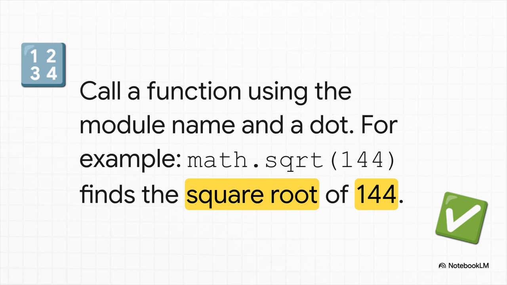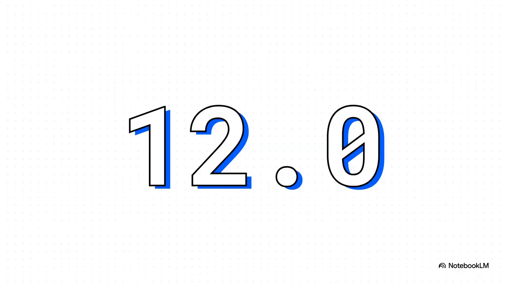So, to get the square root of 144, we just ask the math module to use its sqrt function, like this, math.sqrt(144). And bam! Just like that, the function does its job and hands you back the result, 12.0. That simple little sequence, import, use, result, saves you from having to write a whole complex algorithm for finding square roots yourself. It is the ultimate example of not reinventing the wheel.